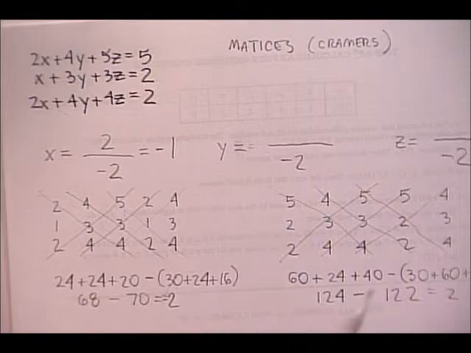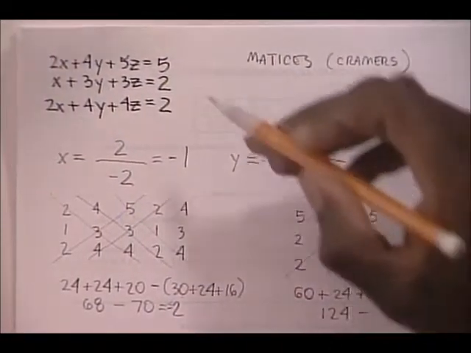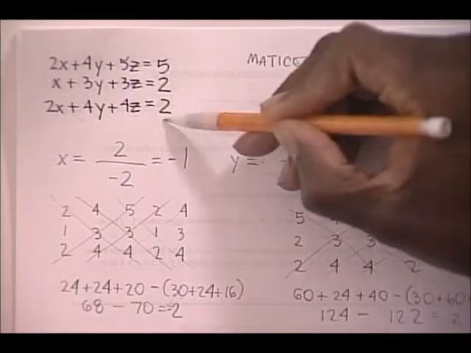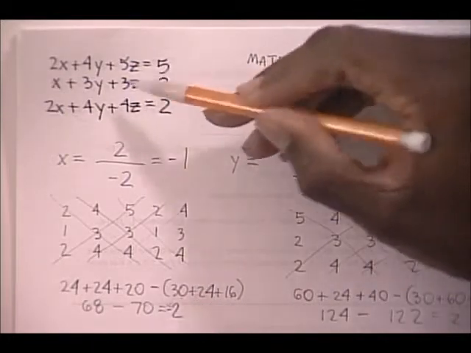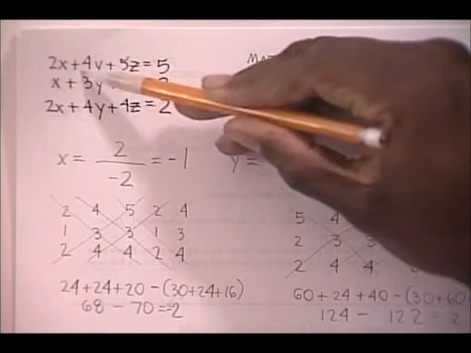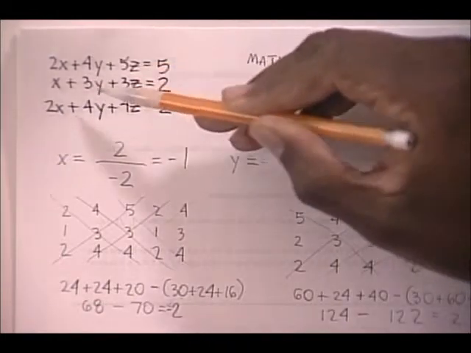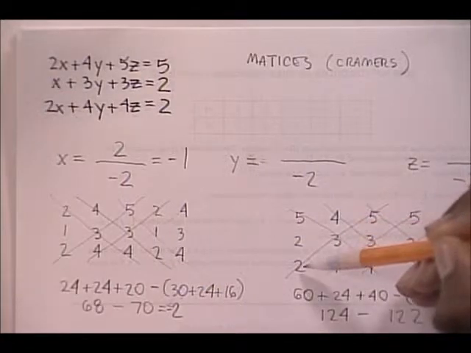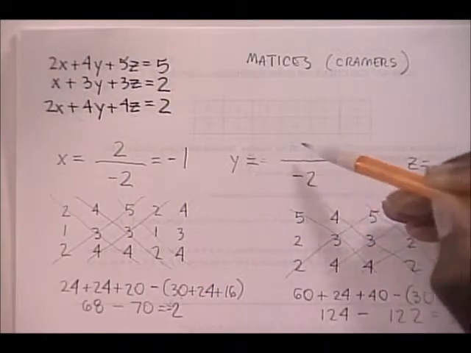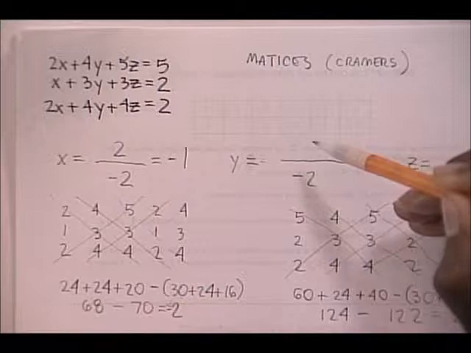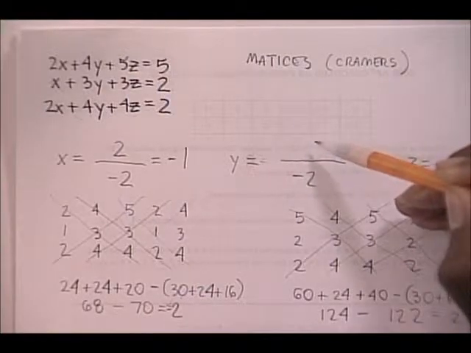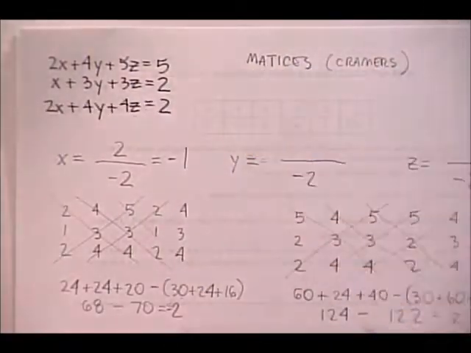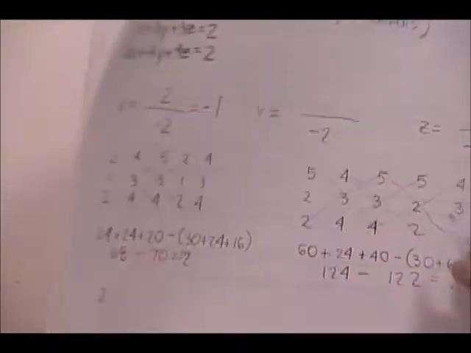All right, so to get the numerator for Y, we're going to take 5, 2, 2 and replace the Y column with it. When we were solving for X, we put 5, 2, 2 into the X column. But when we want the numerator for Y, we're going to put 5, 2, 2 into the Y column.